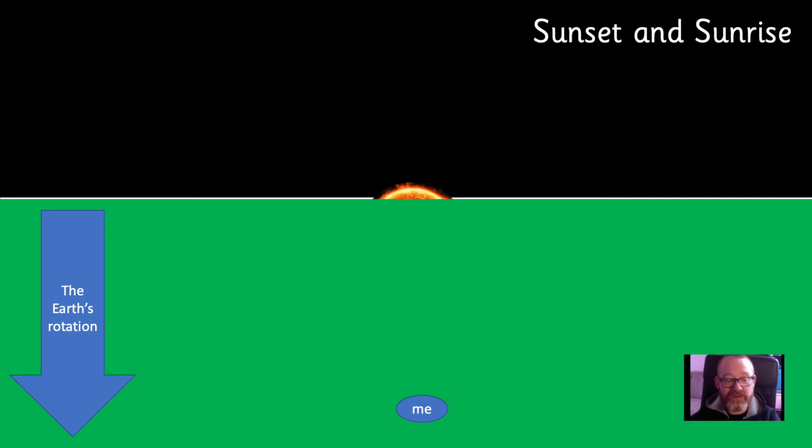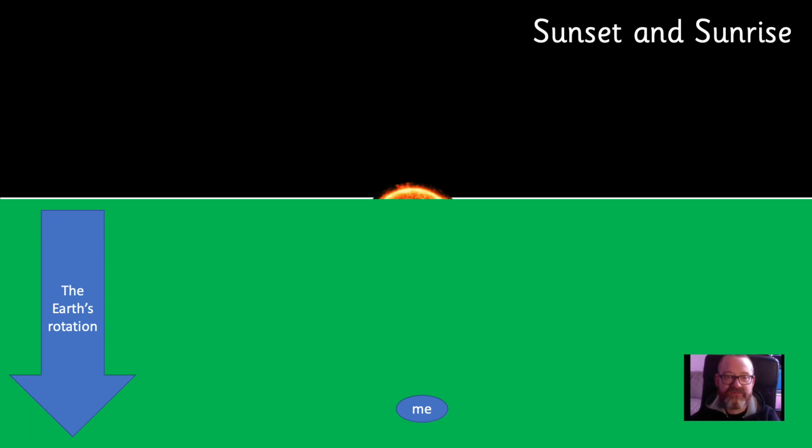And then another part of the Earth has rotated into a position where they can see the sun, and so the sun would be rising in those parts of the Earth. So next time you see a sunset, try and remember that that's not the sun going down. The sun's position is staying in the same place. It's actually the Earth starting to get in the way of your view of the sun.